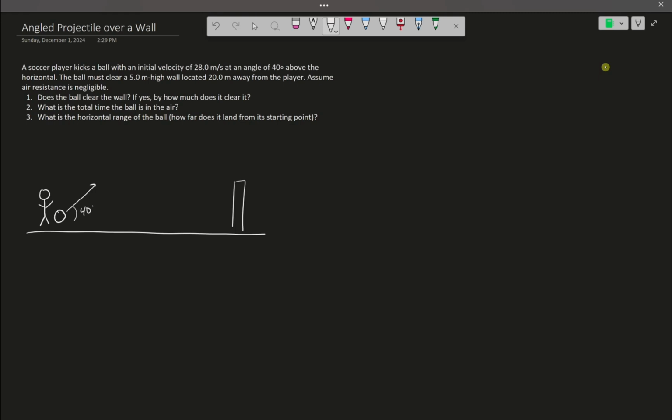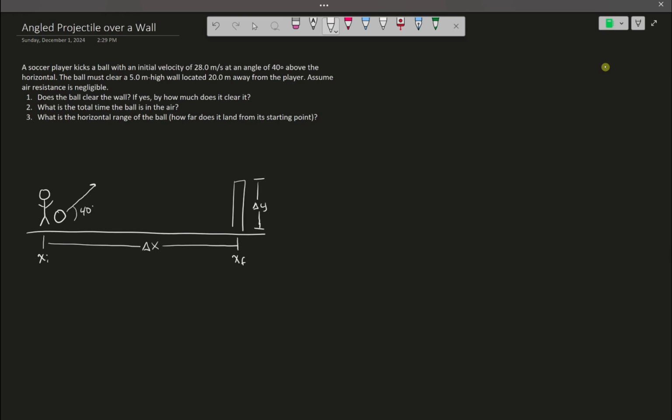And if it's 20 meters away from the player, I can assume that my displacement in the x direction, my change in x, is going to be 20 meters, meaning that this is my initial and this is my final position. I also can assume that since the ball is starting on the ground and it has to clear this 5-meter high wall, this distance is going to be my change in y, or at least the minimum change in y necessary.